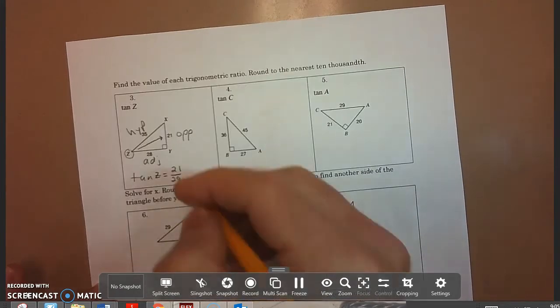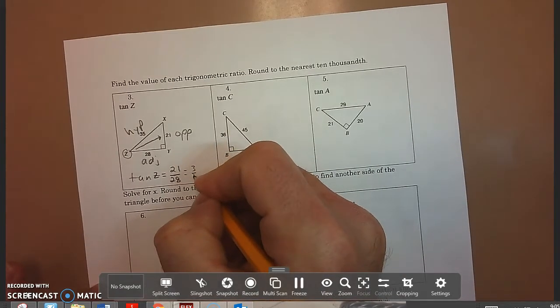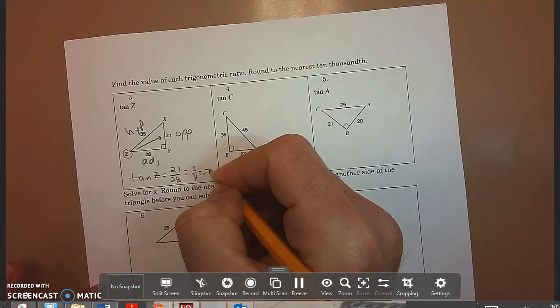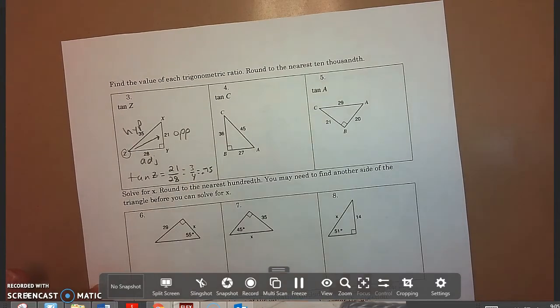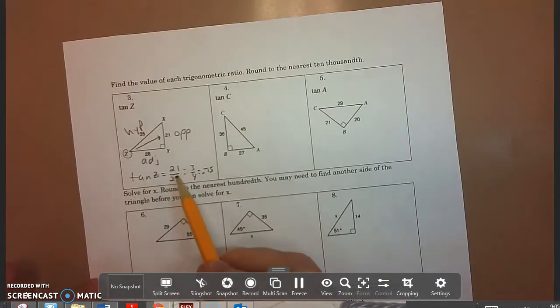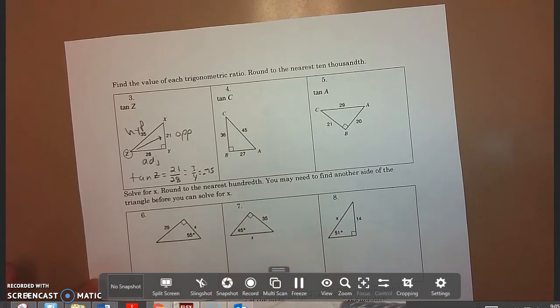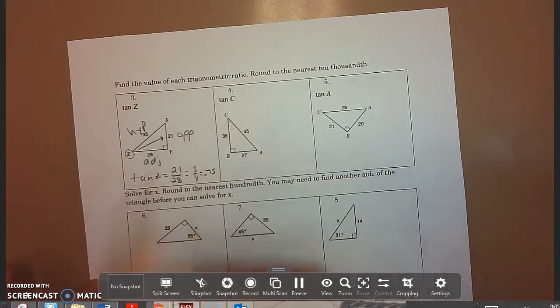Okay, we can simplify that to 3/4, and we can also convert that to a decimal. So the tangent of z is 3/4 or 0.75. Okay, let's do one more of those.